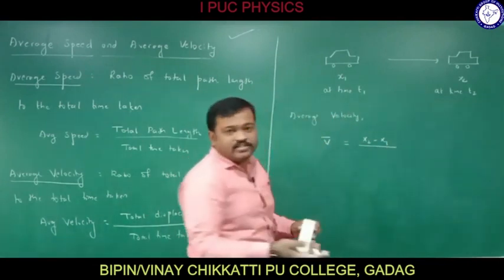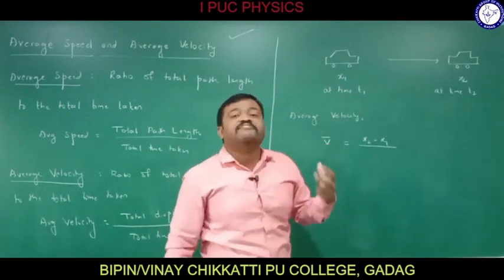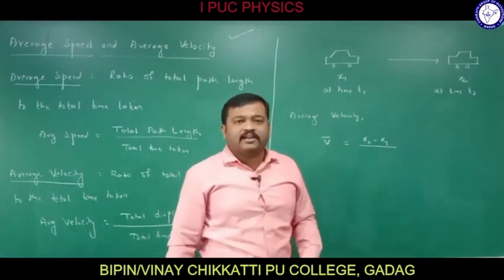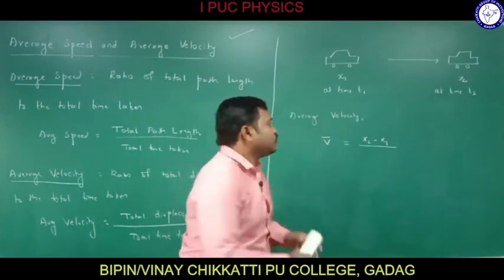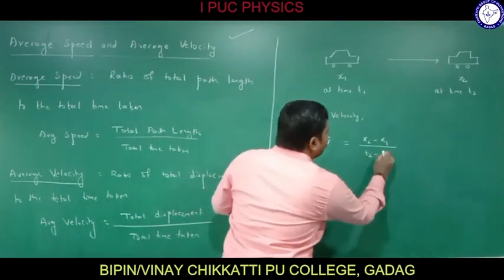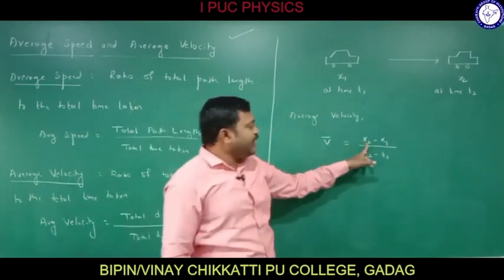So what is the total time taken? That is 5 minutes, right? If it starts from 3 o'clock and is at that position at 3:05, then the total time taken is 3:05 minus 3 o'clock, which is 5 minutes, right? So I can say t2 minus t1, right?